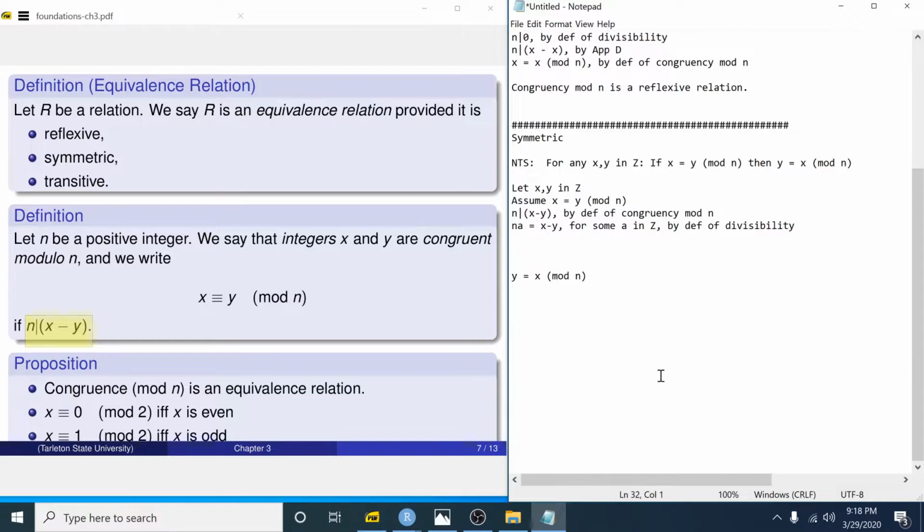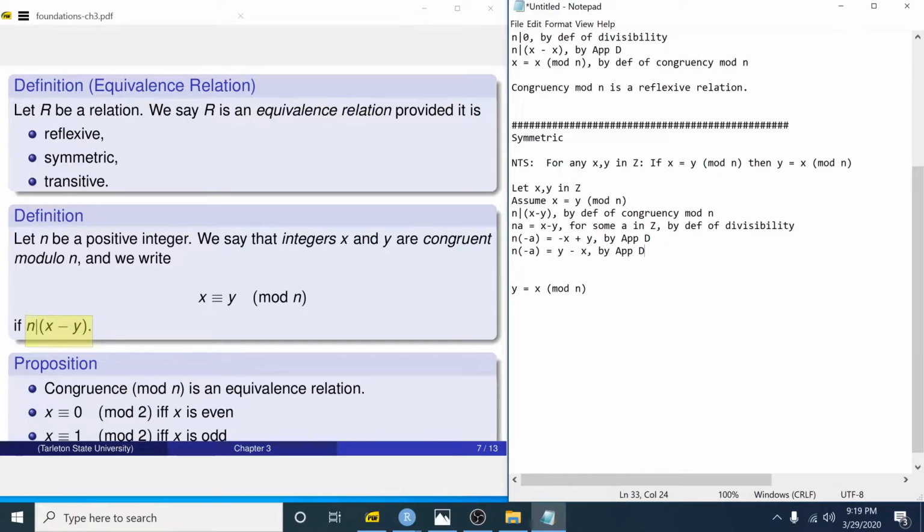Okay, but if n times a is x minus y, then something that's pretty natural to do here is to say that n times negative a is equal to negative x plus y. And all we've really done here is multiply both sides by -1. So this is just by appendix D. So appendix D allows us to do this kind of basic algebra in arithmetic, right? And then, of course, we can also rewrite this as n times negative a is equal to y minus x. And this is also just by appendix D. Appendix D says that addition is commutative, so we can rewrite the order of this.